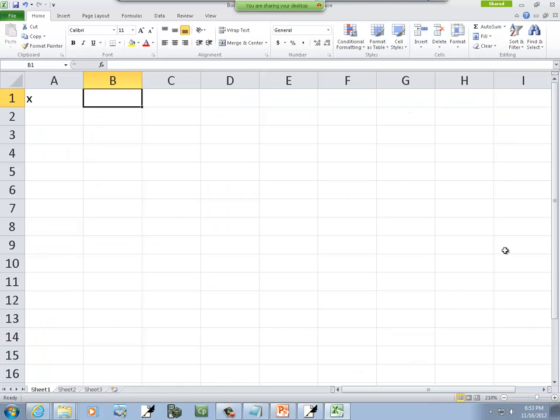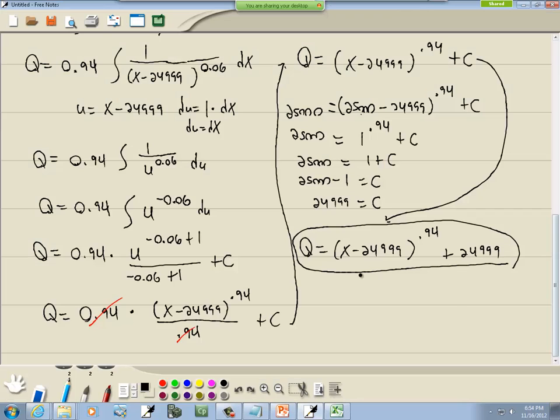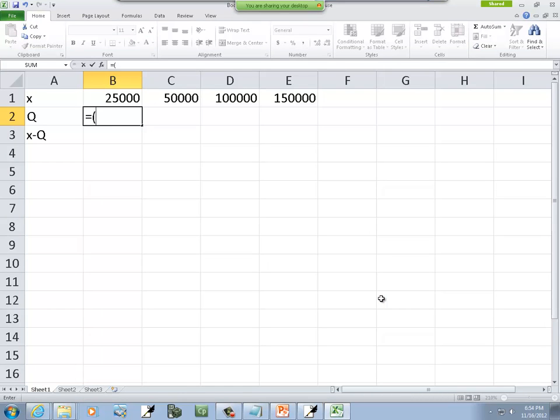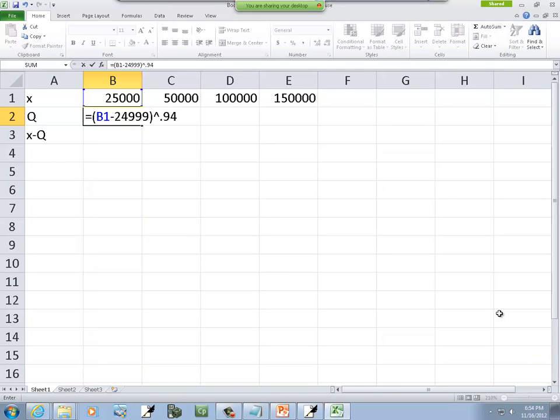We got x: 25,000, 50,000, 100,000, and 150,000. And we got q and x minus q. Okay, q, I'm going to do equals. q is equal to this formula. So we got a beginning parentheses. Now it says x. Well, x we put into B1. So I'll type B1 minus 24,999, close parentheses, then caret 0.94, then plus 24,999. Enter.